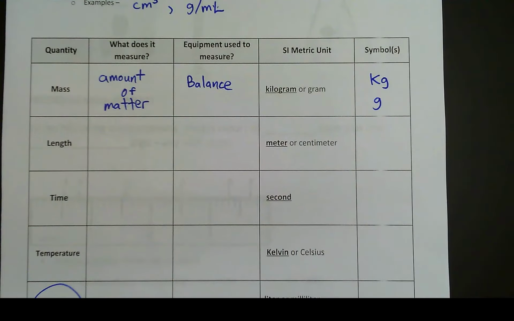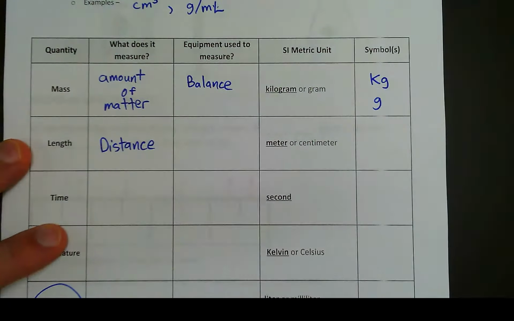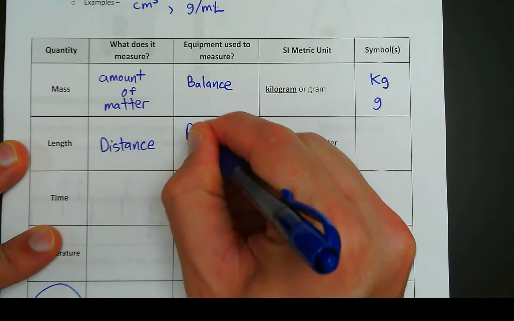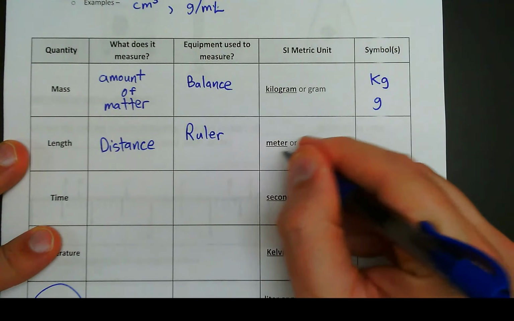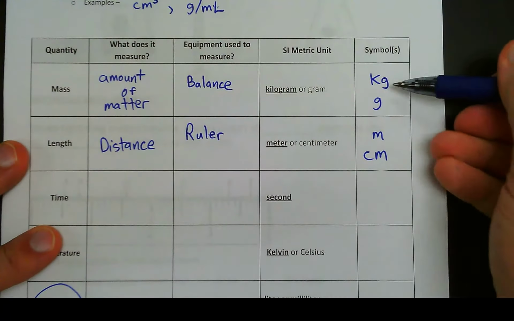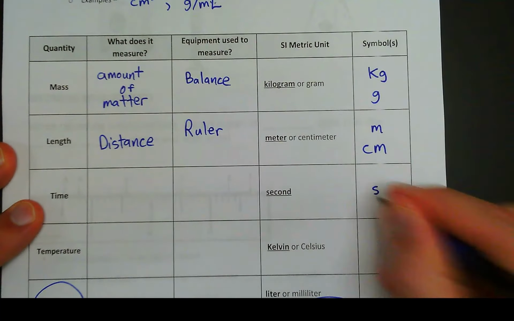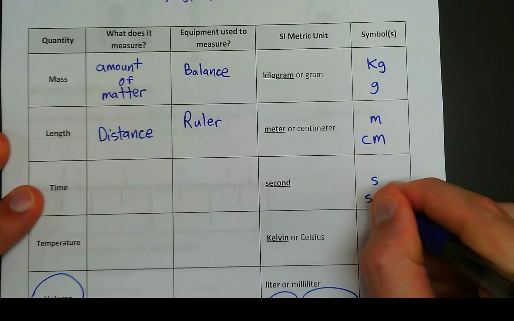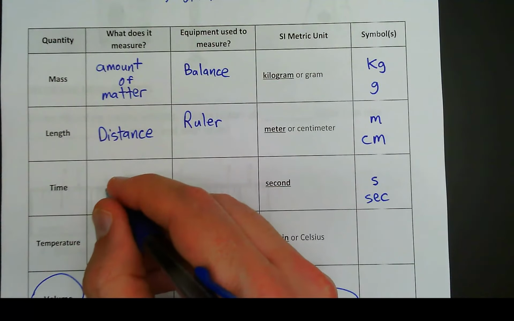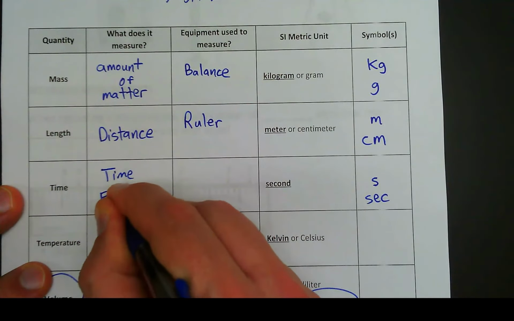All right, now moving on to length. Length basically is a distance measure. It measures the distance between 2 objects or the distance of a single object. And for that, we would use a ruler. You can have meters or centimeters, which would be just M or cm. Now notice everything here is lowercase so far, including the next one. Seconds are lowercase. So sometimes you see it with just an S. You'll also see it SEC as well. But time is basically a measure of just, well, it's really that easy. It's the amount of time that goes by, or time elapsed.